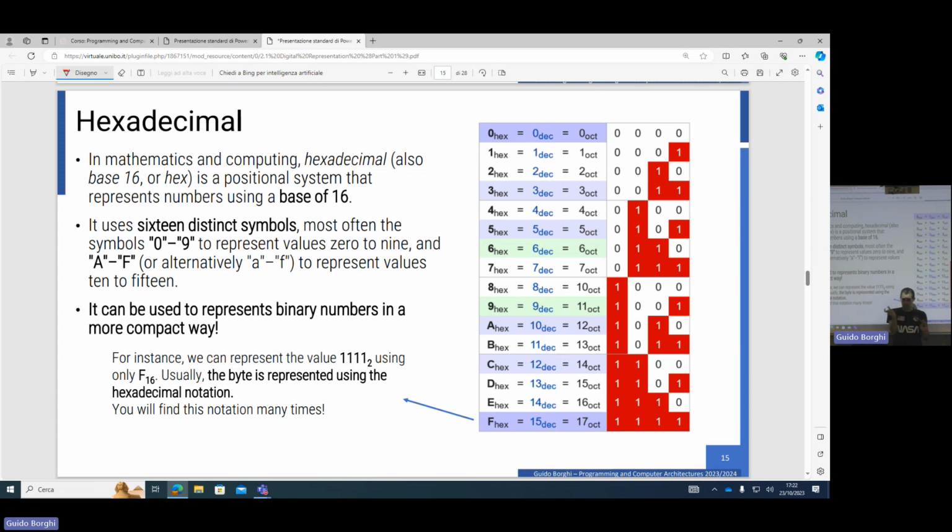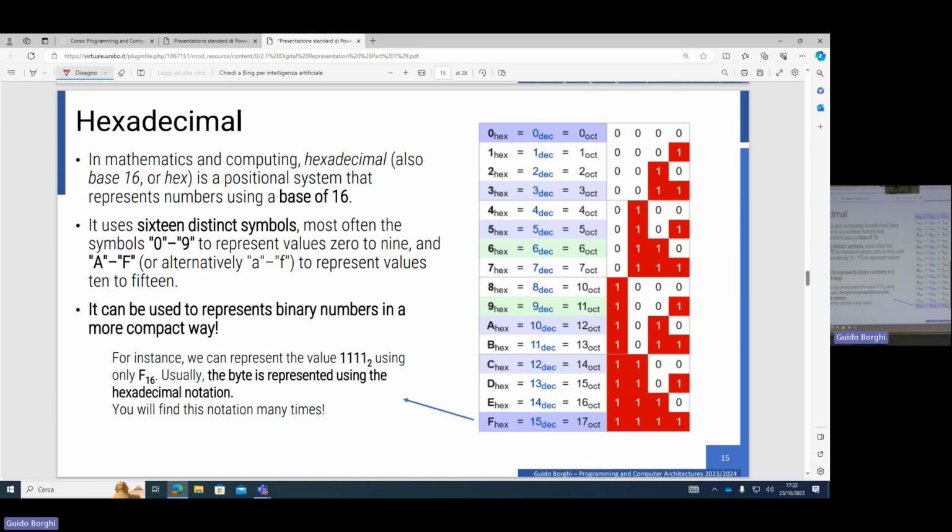So, how is it possible to convert binary numbers and also decimal numbers into hexadecimal? You can see this table here. In this table, the first column is the hexadecimal representation. Here, the subscript is not 16, but the X abbreviation. Okay, it's the same. In the second column, we have the decimal representation. Also in this case, we don't have the subscript 10, but it is the decimal representation. And we also have the octal representation. And finally, the last 4 columns are for the binary representation.